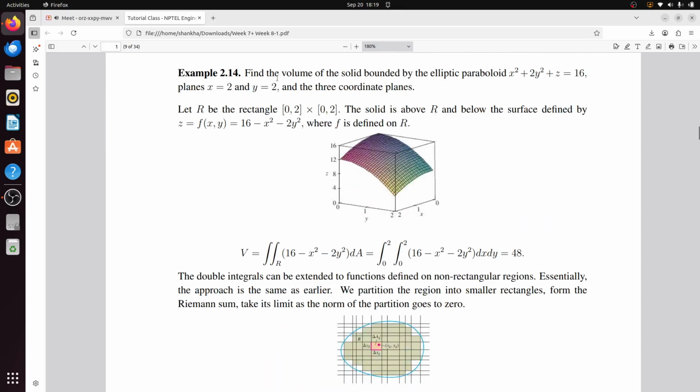Next, find the volume of the solid bounded by the elliptic paraboloid x square plus 2y square plus z equal to 16, and planes x equal to 2, y equal to 2, and the 3 coordinate planes. Let R be the rectangle 0 to 2 by 0 to 2. The solid is above R and below the surface defined by z equal to f(x,y) equal to 16 minus x square minus 2y square, where f is defined on R. So V is the double integration over R of 16 minus x square minus 2y square dA, 0 to 2, 0 to 2, 16 minus x square minus 2y square dx dy. This will give you 48.